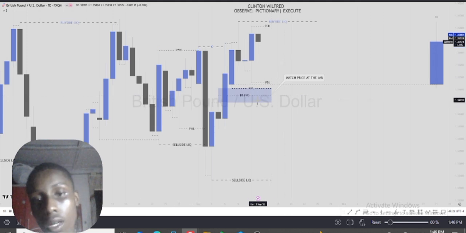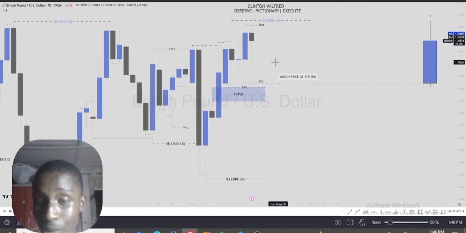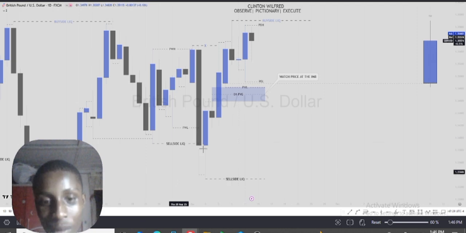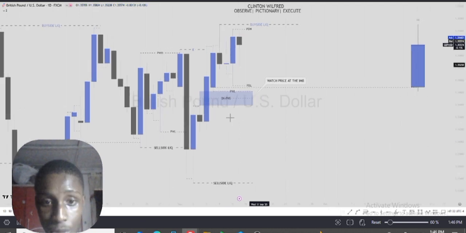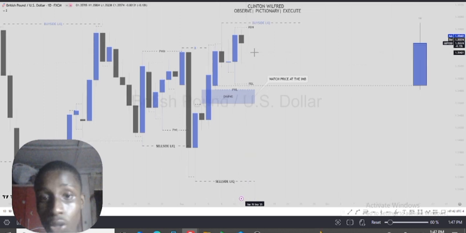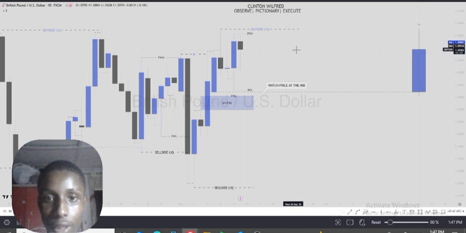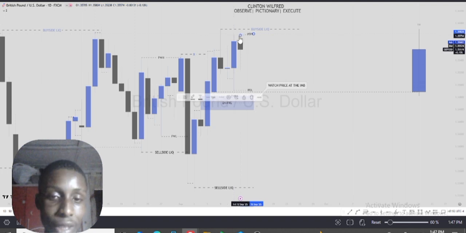So I'll be expecting more bullish movement for the next week, because I've been bullish from the month of September, the first week of September, and this is like the second week of September. So price has been moving upwards. The British pound has been strong and the US dollar has been falling. So I'll be bullish for next week. You can see I'm bullish for next week. And also you can see Friday closed.